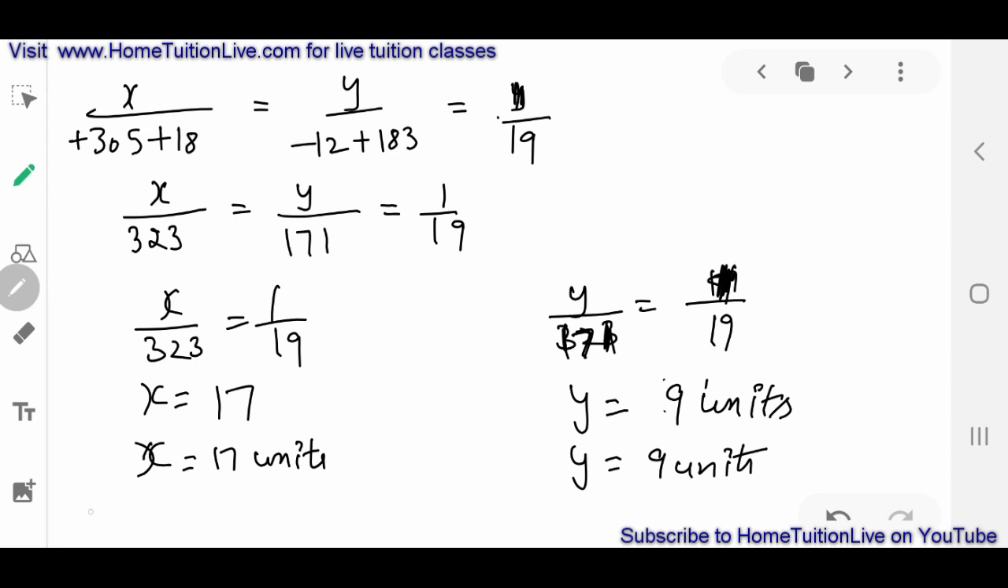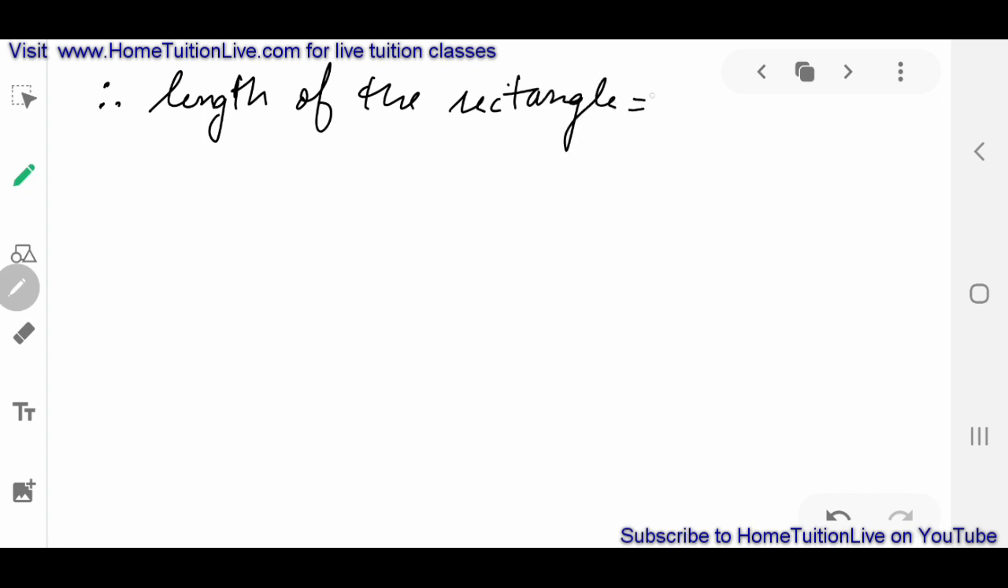X is the length of the rectangle, so the length of the rectangle is 17 units and the breadth of the rectangle is 9 units.